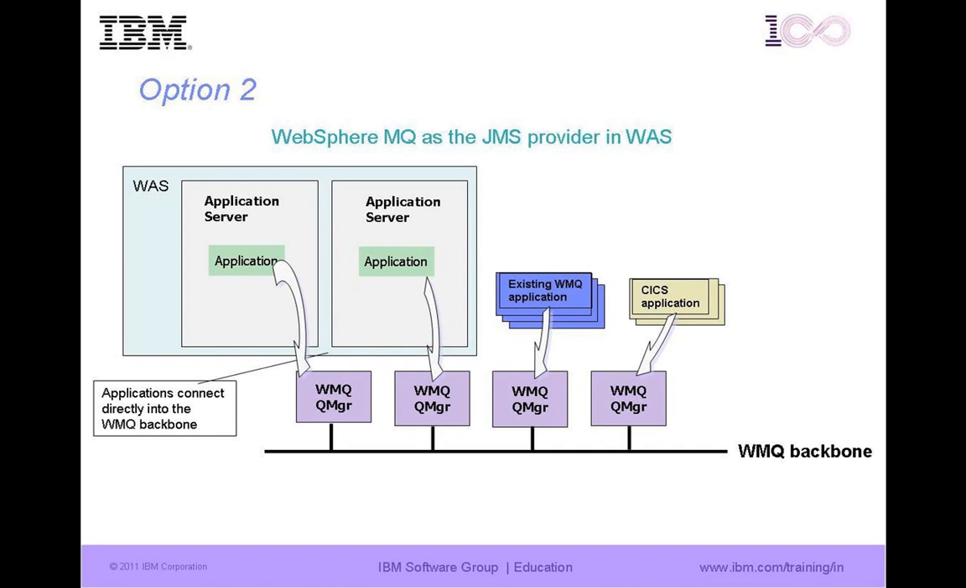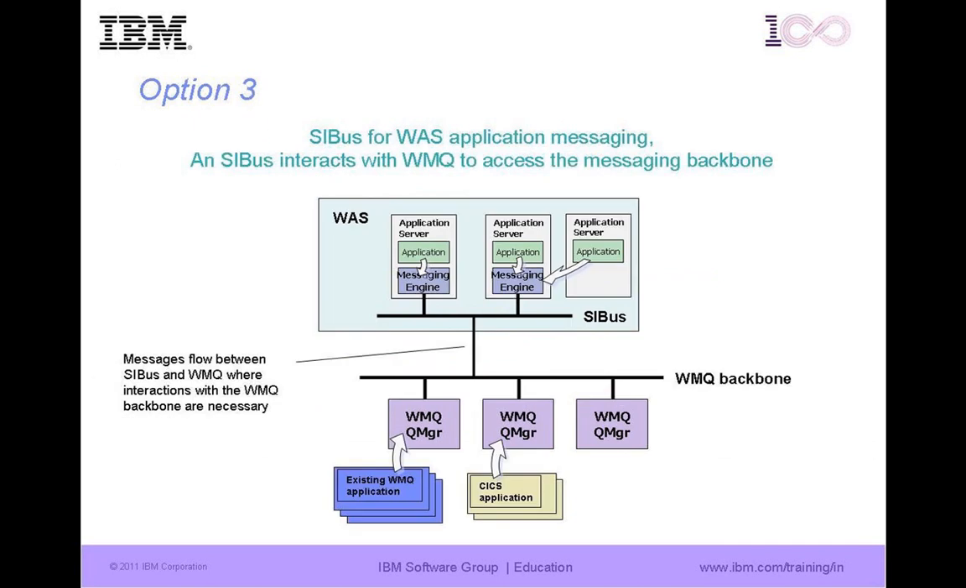Option 2 is to use WebSphere MQ as the JMS provider in WAS. So what you can see over here is we don't have any reference of SI-bus at all. You can directly configure your WebSphere MQ to be the messaging provider, and you configure MQ to be your external messaging provider for all your applications that are running within your application server environment to send and receive messages from the WebSphere MQ backbone.